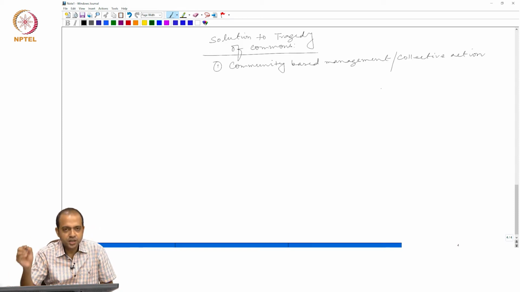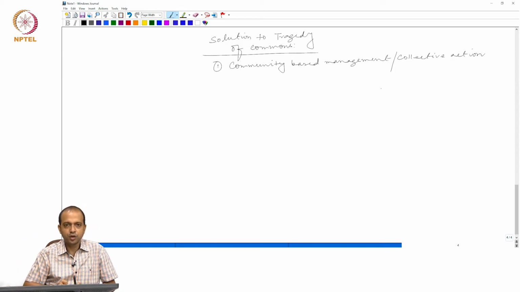This is basically suggested by the famous economist Elinor Ostrom, and she got a Nobel Prize also for suggesting this collective action framework for governing the commons. Okay? For a better governance in the context of this type of common pool resource was first introduced by Elinor Ostrom, and she got a Nobel Prize in this particular context. So, what is community based management?